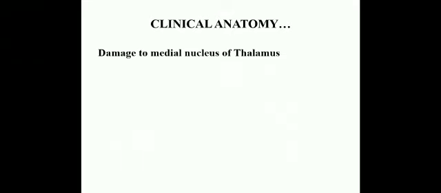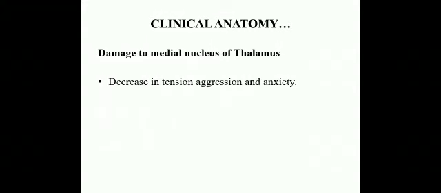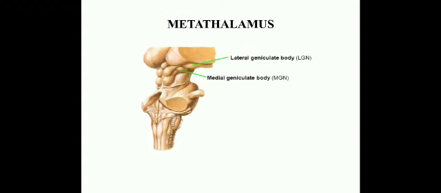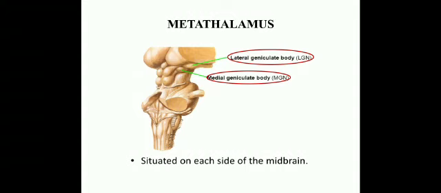If there is damage to the medial nucleus of the thalamus, there will be a decrease in tension, aggression and anxiety, and it increases forgetfulness. Now the metathalamus includes the lateral geniculate body and medial geniculate body, which are present on either side of the midbrain below the thalamus.